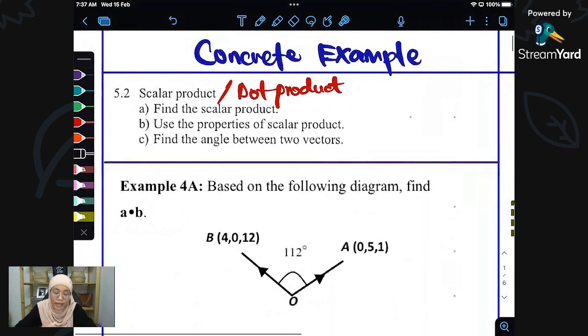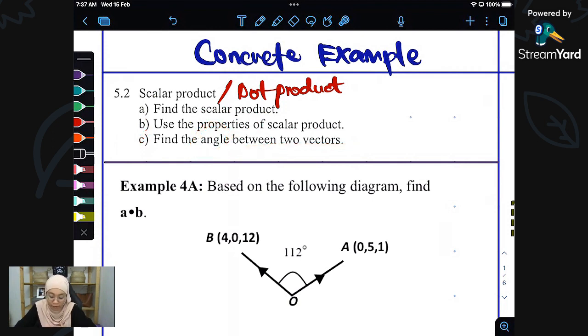So let's have a look at a few objectives here. The first goal is to find the scalar product, or the dot product. The second goal is to use the properties of the scalar product. And the third goal is to find the angles between two vectors.